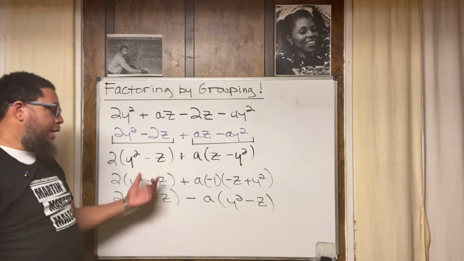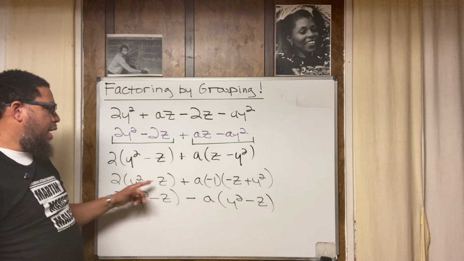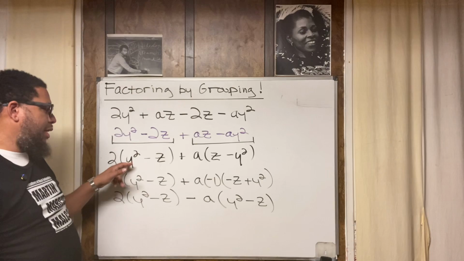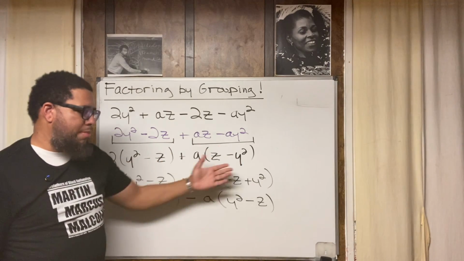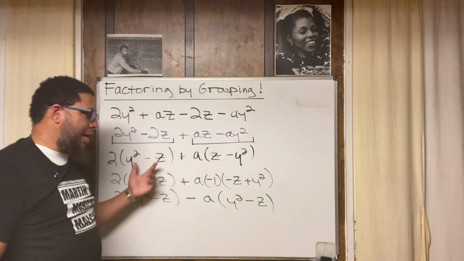You know what I'm saying? Now, I could have also factored out a negative 1 from the first expression. And then this would have become positive z, this would have become negative y squared, and then it still would have matched up. So either way, you got to factor out a negative 1 from one of these binomials.